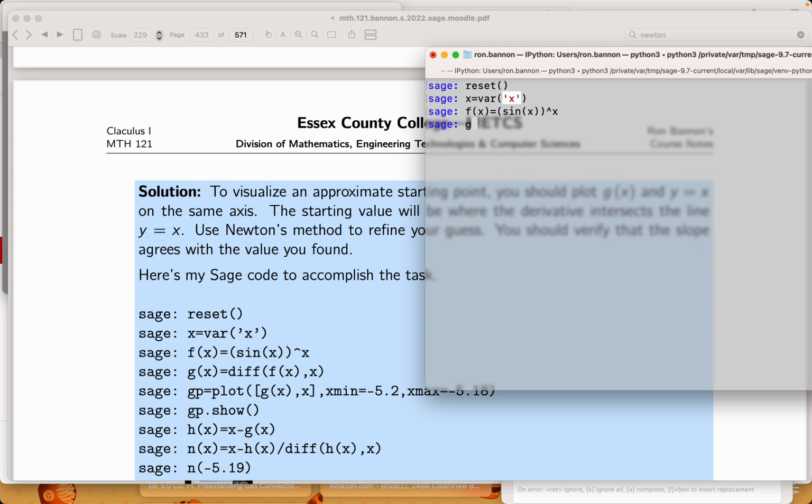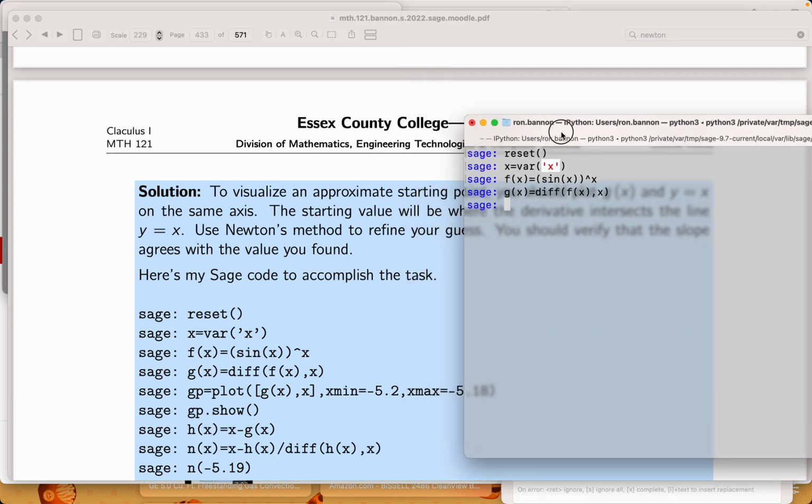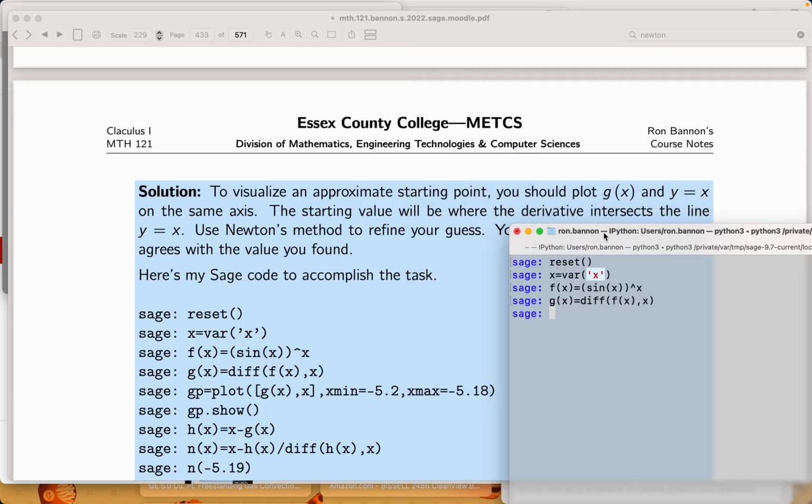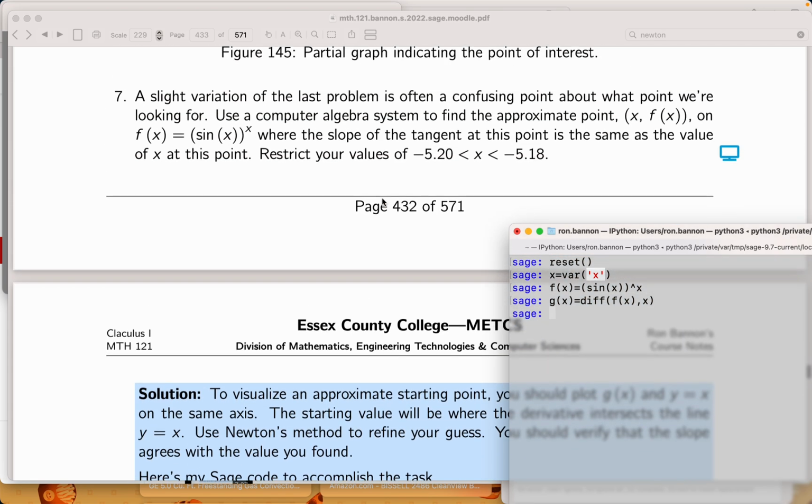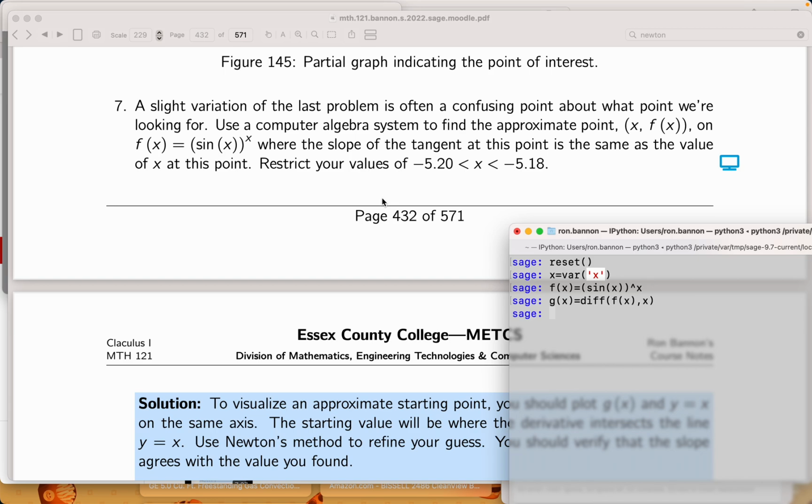And we're going to find another function, g of x, and that's going to be equal to the derivative of f of x with respect to x. All right, let me pull this down a little bit to make it a little clearer. Now what I want to do is plot g and y equals x on the same coordinate axis, but only between the values they want me to go between. They're kind of telling me to just stick to those values.